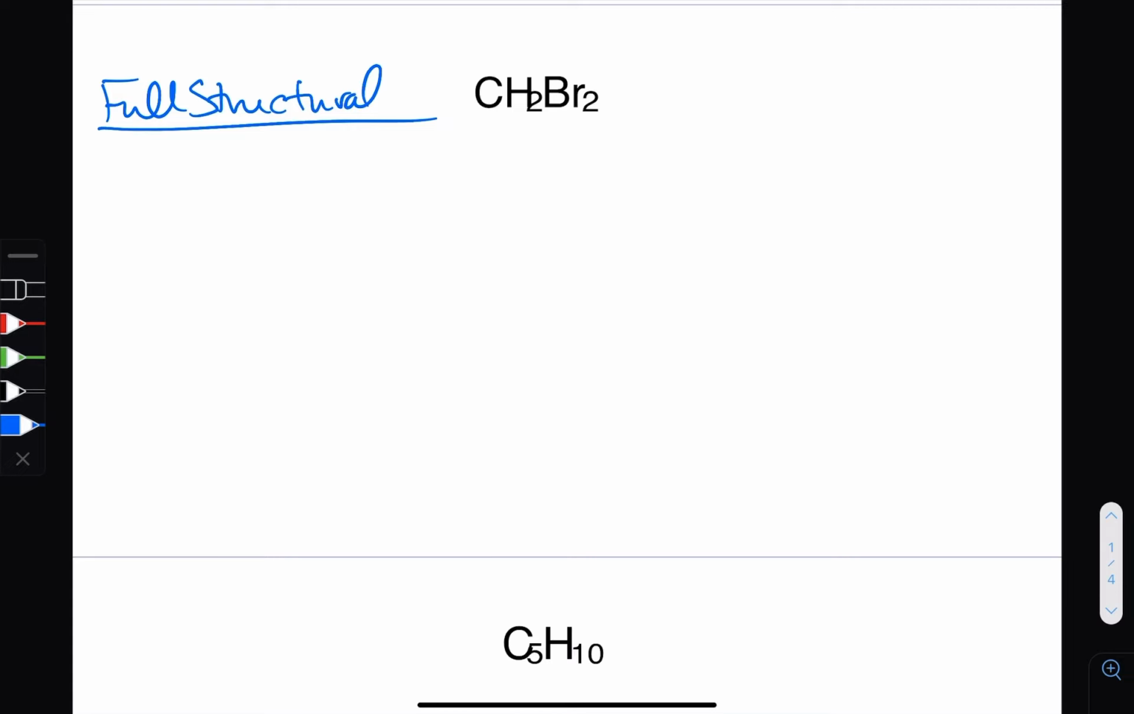So in the full structural formula, we're going to want to draw every atom and every bond. So what that'll look like for CH2Br2 is this.